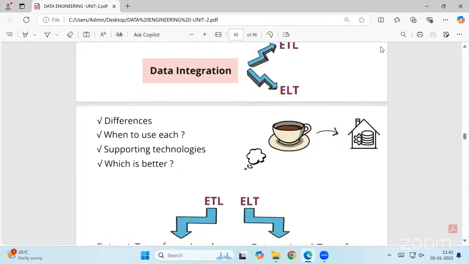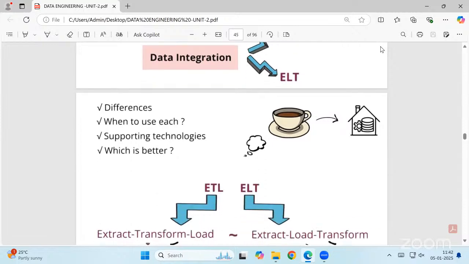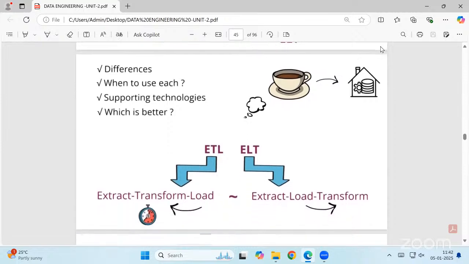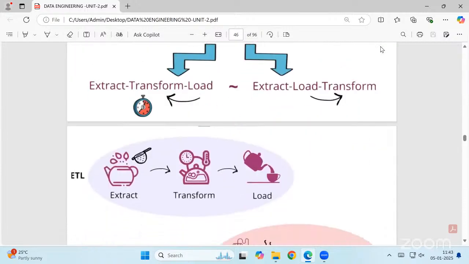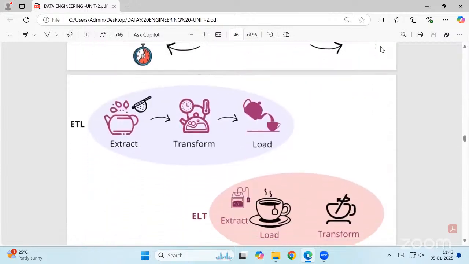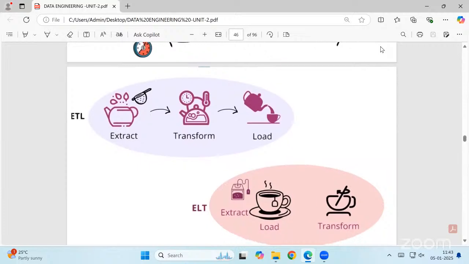Now, we'll see the difference between ETL and ELT, when to use each type, the supporting technologies, and which one is better. Let's say we are preparing a tea; how would you do it using ETL and ELT? Look at the diagram and you tell me. A diagram speaks more than words. If I want to make a tea, what do I need to put?